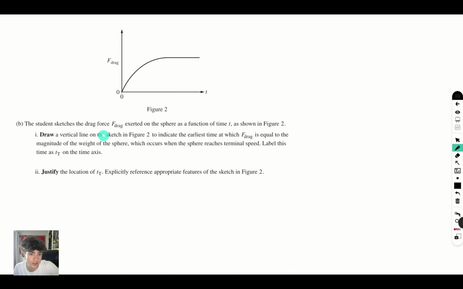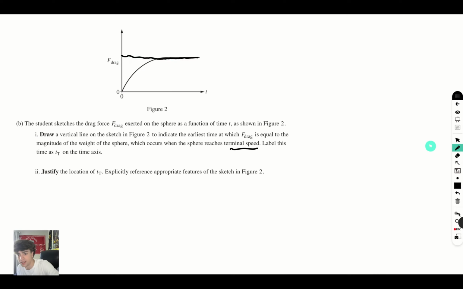A student sketches the drag force Fdrag exerted on the sphere as a function of time t as shown in figure 2. Draw a vertical line in figure 2 to indicate the earliest time at which Fdrag is equal to the magnitude of the weight of the sphere. So the key term here is terminal speed, and as we can see here, it reaches terminal speed when Fdrag starts to even out. So our line is going to be here.